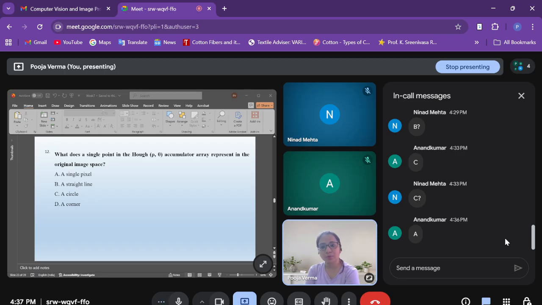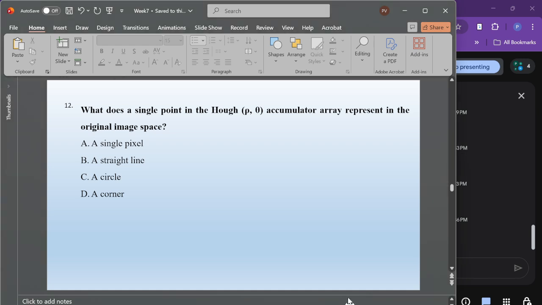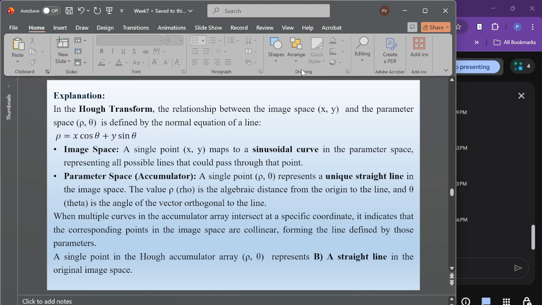Okay, someone is saying option A. Okay, so let's see the solution here.